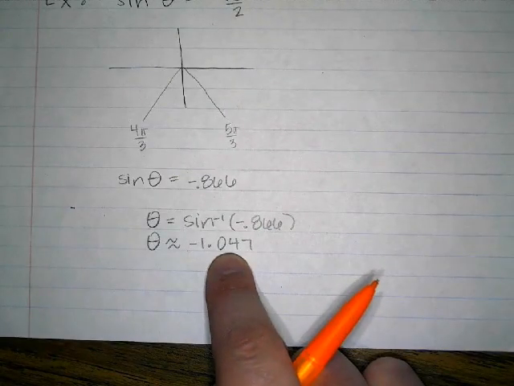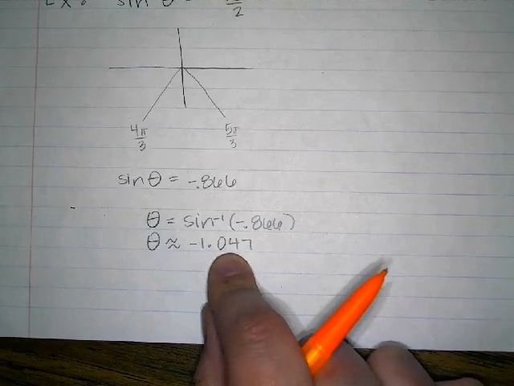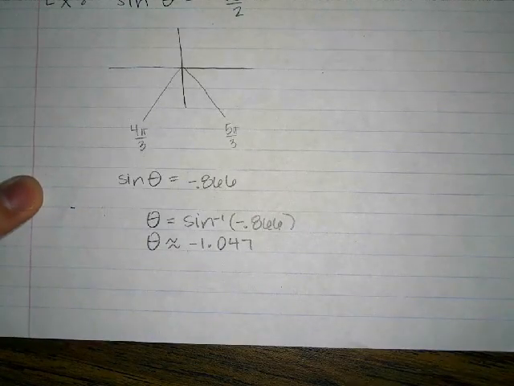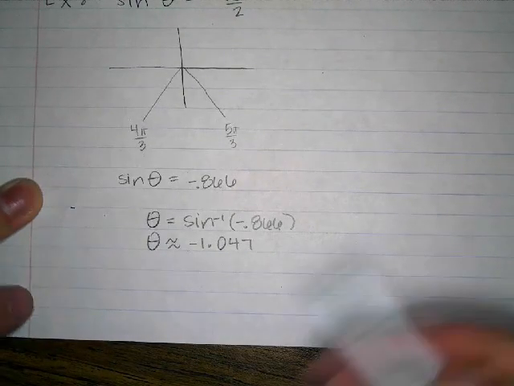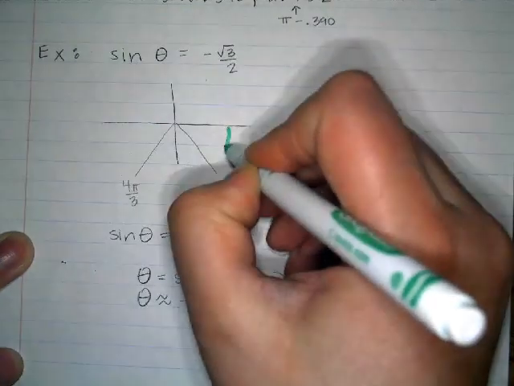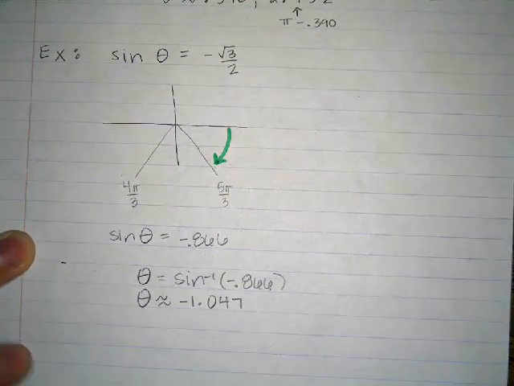Is this answer between 0 and 2 pi? It is not. Okay, so what this problem just did is it just measured this, but it measured it negatively. It measured down negative 1.047. That's what it did.